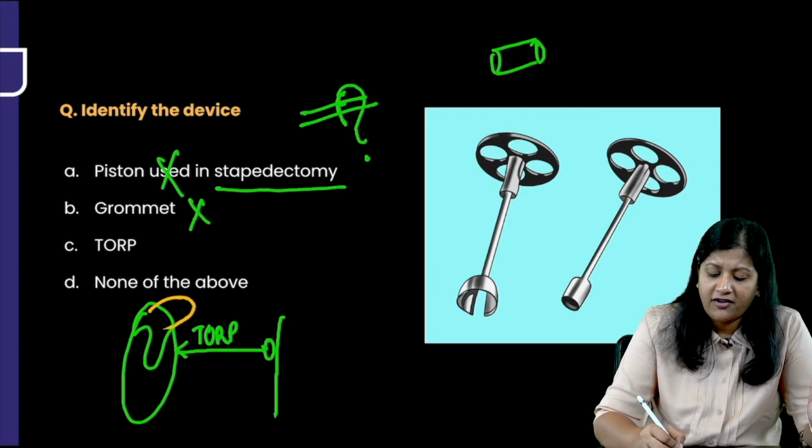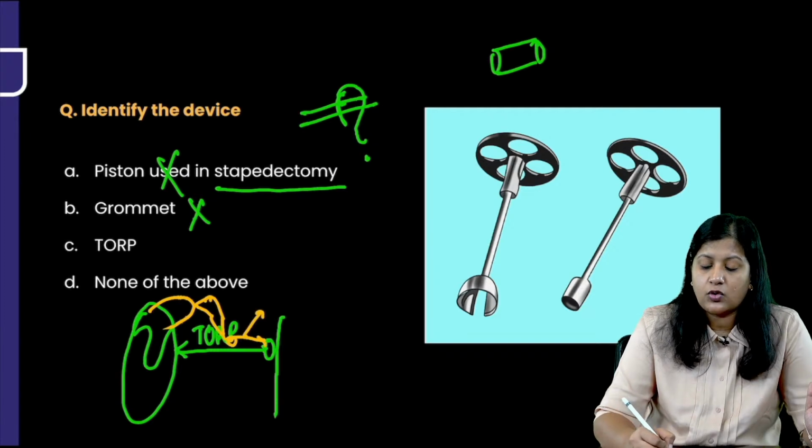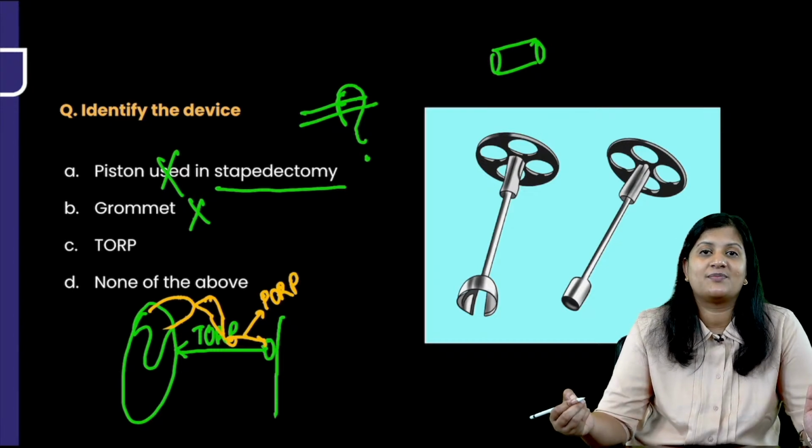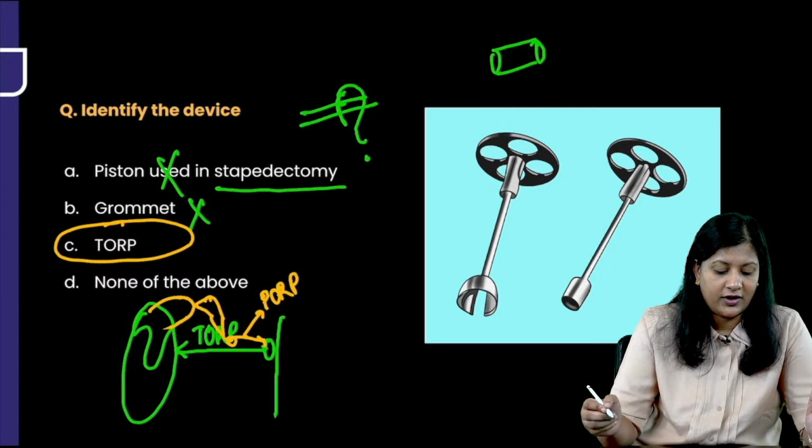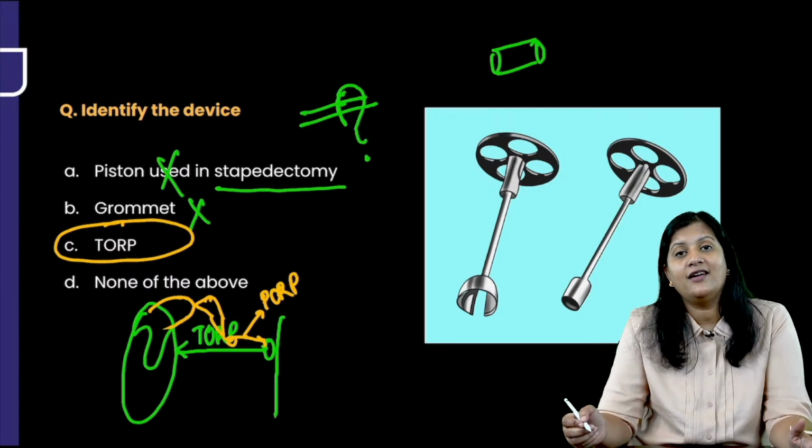But if you have the malleus and you have some part of the incus and now you use a prosthesis, this is used only partially to replace the ossicles. So this is going to be partial ossicular replacement prosthesis. So the prostheses that you see here are going to be TORP and PORP.